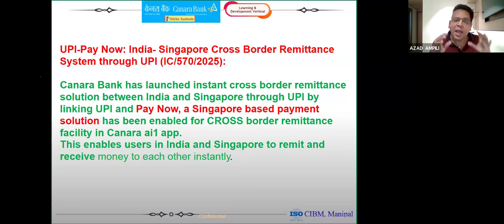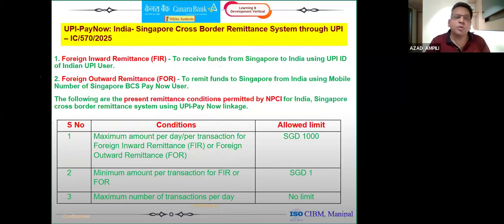I'll come there. Canara Bank has launched an instant cross-border remittance solution between India and Singapore through UPI and Pay Now. So India and Singapore have made an agreement: RuPay, and for them, Pay Now. Pay Now is a Singapore-based payment solution, enabled for cross-border remittance facility in the Canara A1 app, from where our customers can send. From the Canara A1 app only they can send. This enables users in India and Singapore to remit and receive money to each other instantly. So foreign inward remittance and foreign outward remittance also can happen.